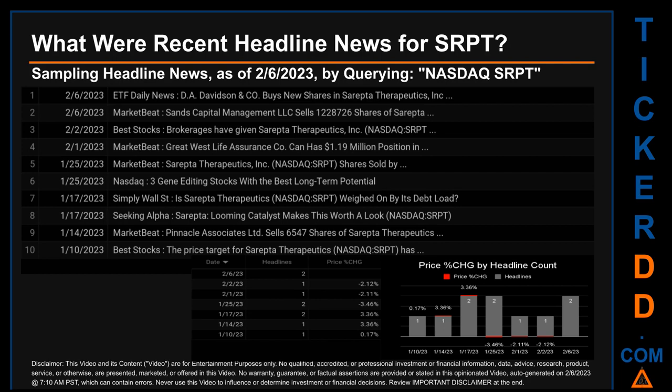Then, for the third day with the most discovered headlines, on Tuesday, January 17, 2023, first, Simply Wall Street published the headline that read, Is SRPT Therapeutics weighed on by its debt load? Second, Seeking Alpha published the headline that read, SRPT, looming catalyst makes this worth a look. Correlated or not, as it happened, the stock price for SRPT on those publication dates respectively saw a jump of -2.12% along with a jump of 3.36% when comparing the day's opening versus closing price. The latest publication date of Monday, February 6, 2023, was actually the day with the highest percentage change in price. It saw a price jump of 3.36%.